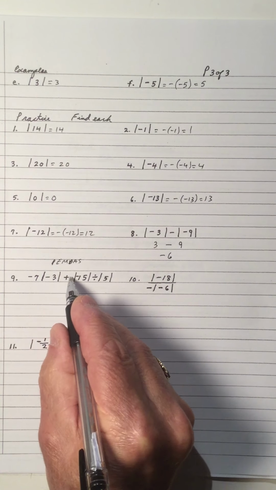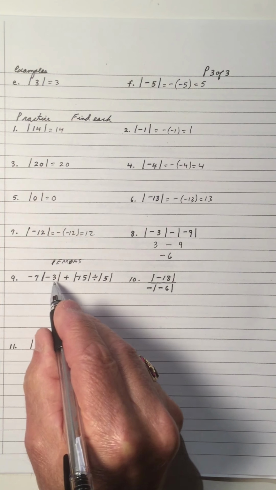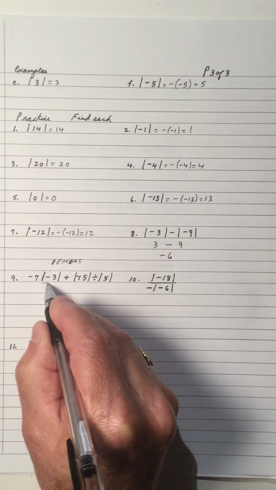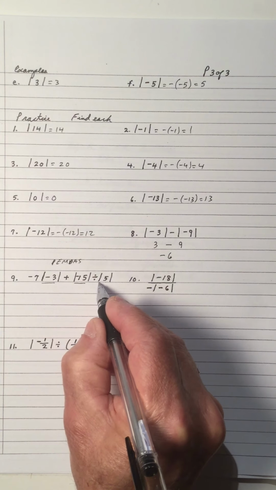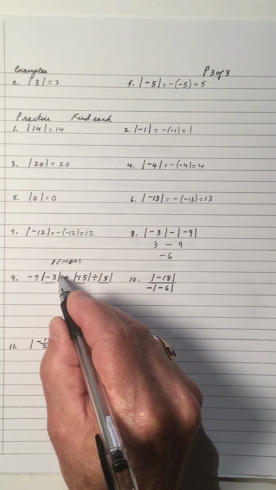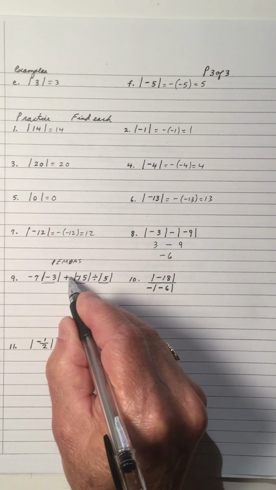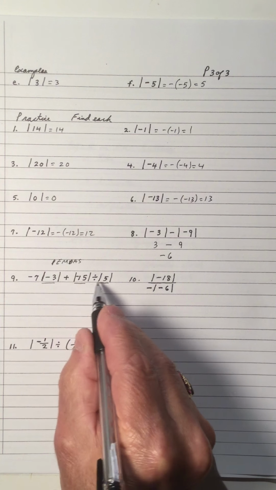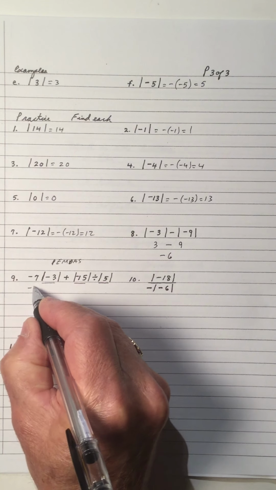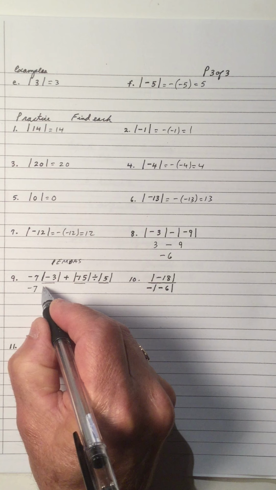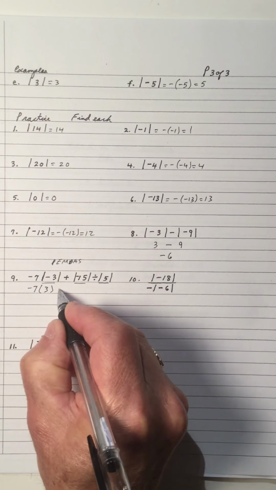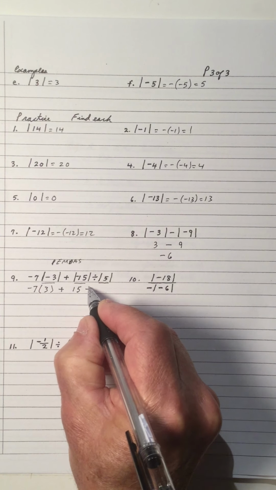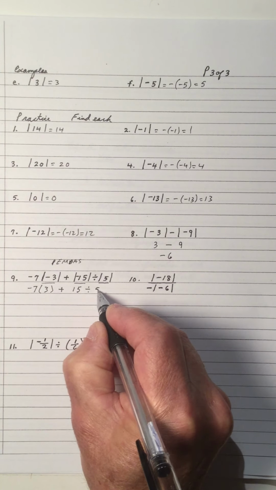PEMDAS. We can't do this one, so we have to do these two and these two. We can't work out the absolute value of these two because there's no number. So this is a multiplication and division. Let's do the absolute values first. The absolute value of a negative 3 is 3, plus the absolute value of negative 15 is 15, divided by the absolute value of 5 is 5.